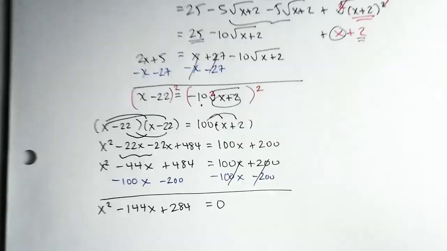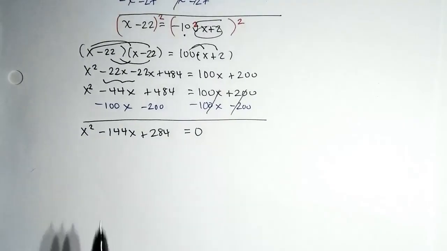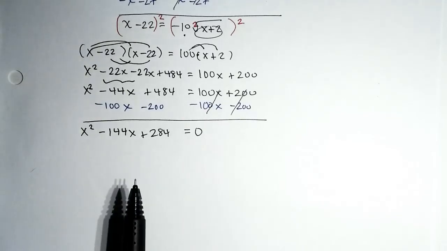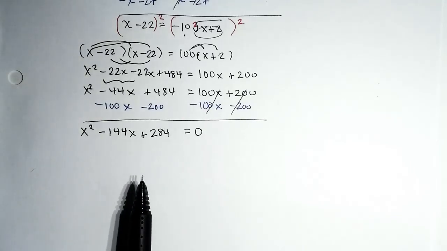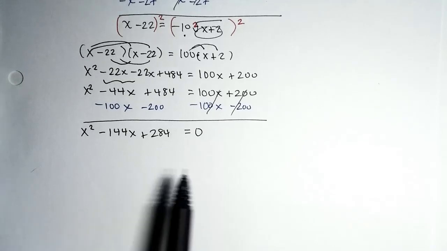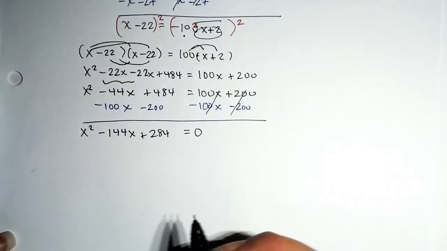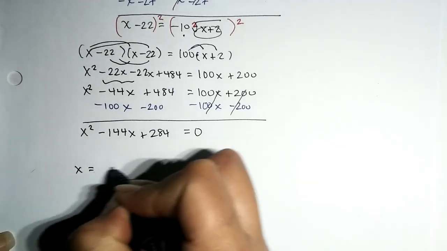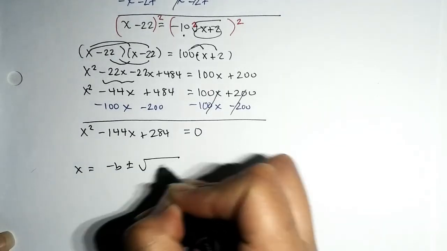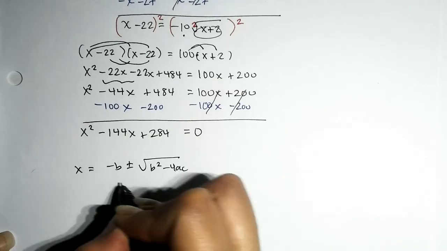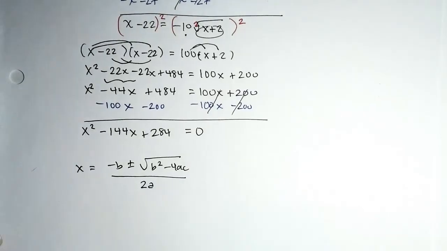So again, we can solve by factoring. I don't know if it's factorable or not, but this 284 is in my way. So I'm very thankful that we can solve by using the quadratic formula. Once you set the equation equal to 0, write down the formula. x equals opposite b plus or minus the square root of b squared minus 4ac, all over 2a. The toughest part about solving a quadratic equation by using the quadratic formula is remembering the formula itself.